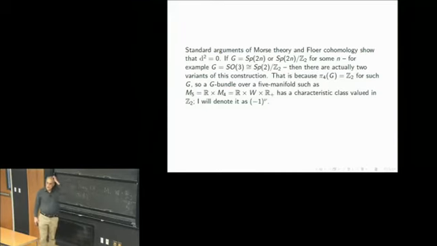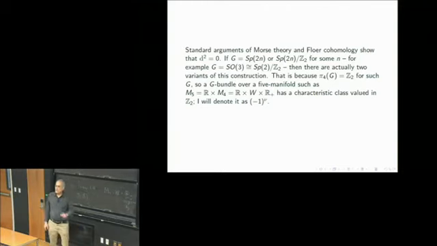So a G bundle over a 5 manifold, which in our case is R times M4. Remember, we introduced a new time direction parameterized by R. So our 5 manifold is R times M4. M4 was W times R plus. But in general, a G bundle over a 5 manifold has a characteristic class valued in Z2.